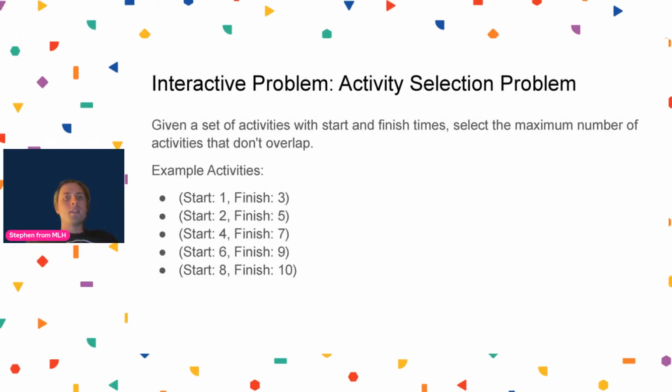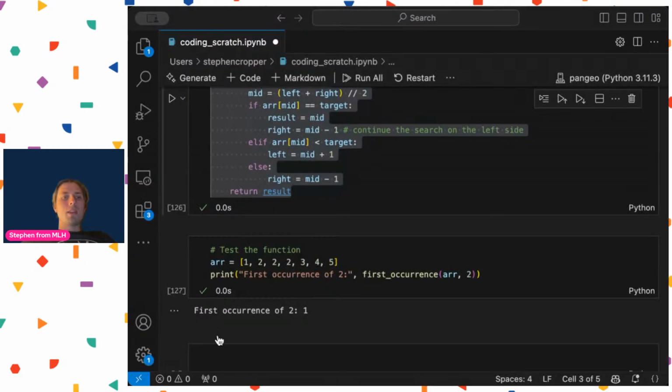Okay, so the answer here is that we're going to sort the activities by their finish times, and we'll always pick the activity that finishes the earliest. All right, so let's try to implement that in code.